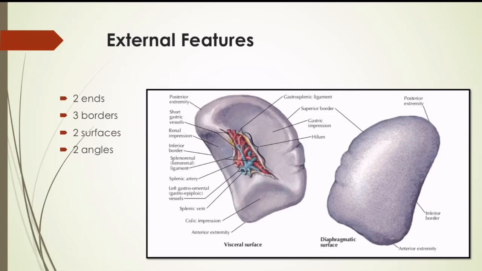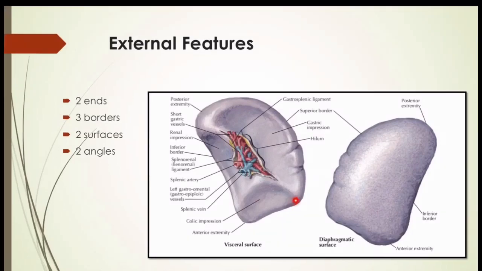External features, like I said before: the organ has 2 ends, the anterior end and the posterior end. The posterior end is more rounded while the anterior end is more like a border. It has 3 borders: superior, intermediate and inferior. It has 2 surfaces, this entire visceral surface and this surface that is known as the diaphragmatic surface. And it has 2 angles: the anterobasal angle, which is the junction of the superior border and the anterior end, and the posterobasal angle, which is the junction of the inferior border and the anterior end.